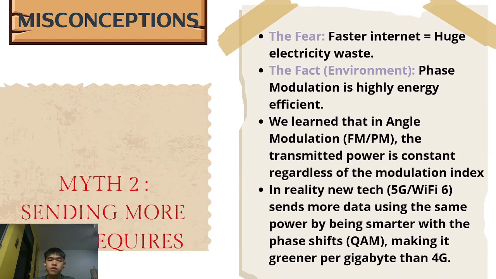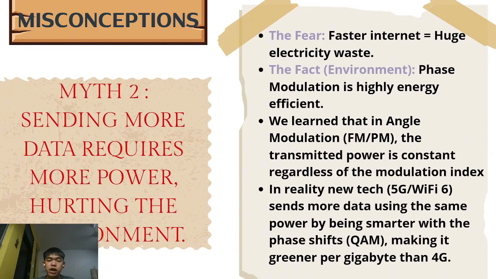Myth number two: 5G will destroy the environment by using too much power. In reality, it's actually the opposite. Because phase modulation transmits at a constant power envelope, the transmitter operates very efficiently. We don't need to pump in more energy to send more data. We just shift the phase more precisely. This makes modern networks much more energy efficient per bit of data than older networks.